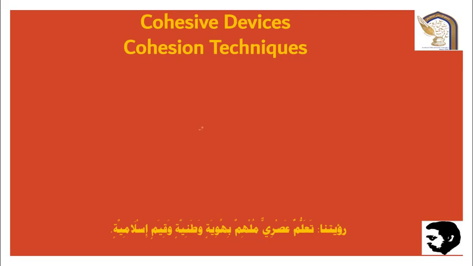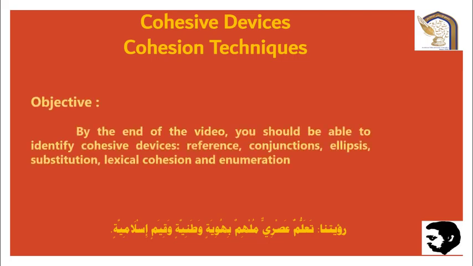So, our objective is as follows. By the end of this video, you should be able to identify cohesive devices, which are reference, conjunctions, ellipsis, substitution, lexical cohesion, and enumeration. So let's start.